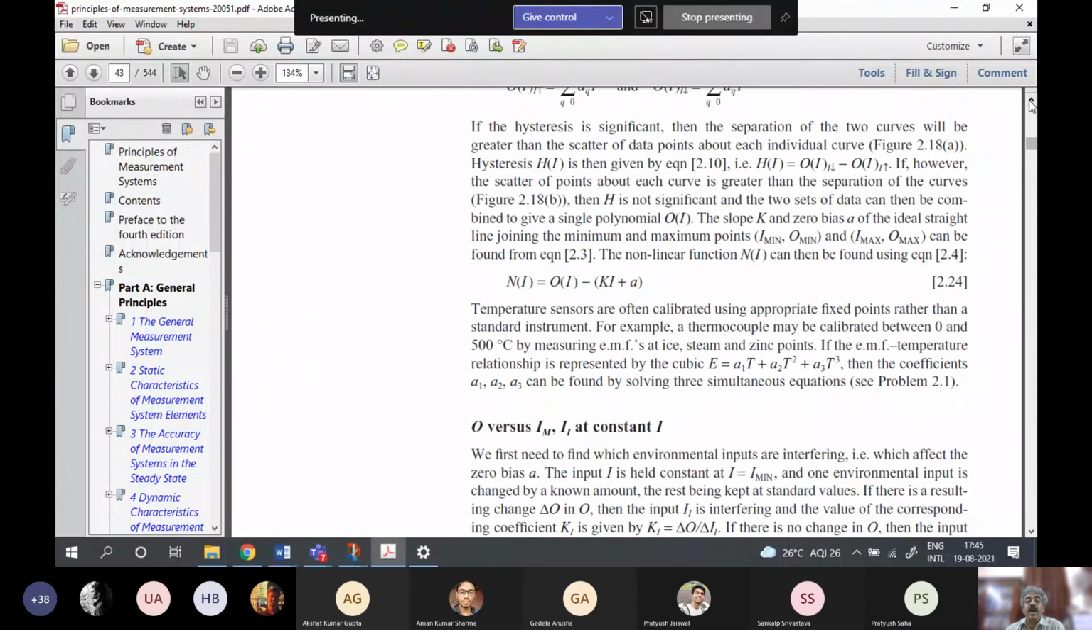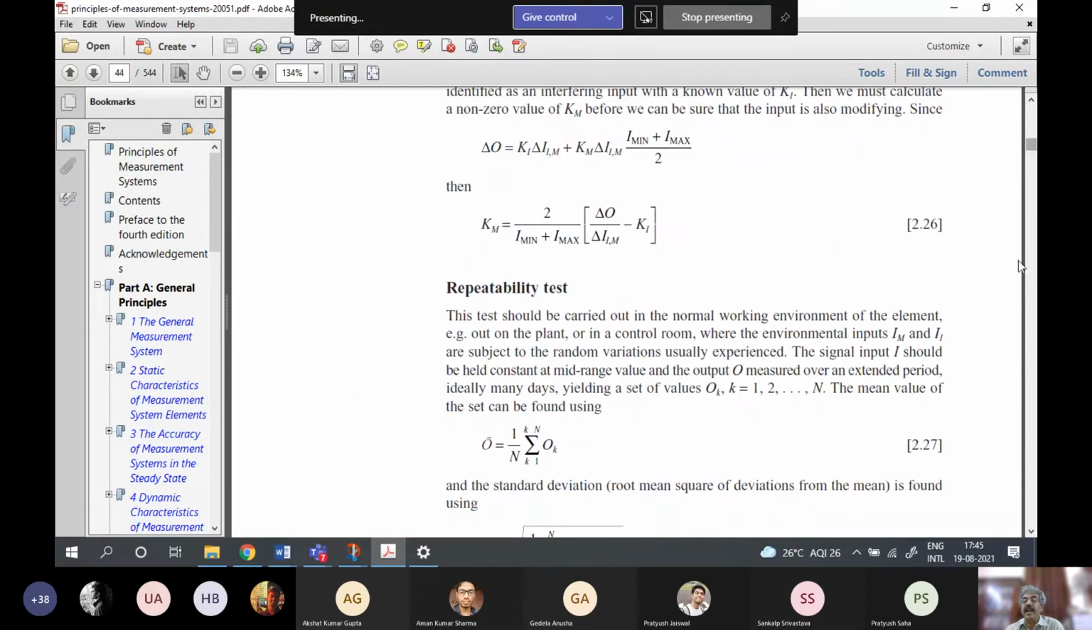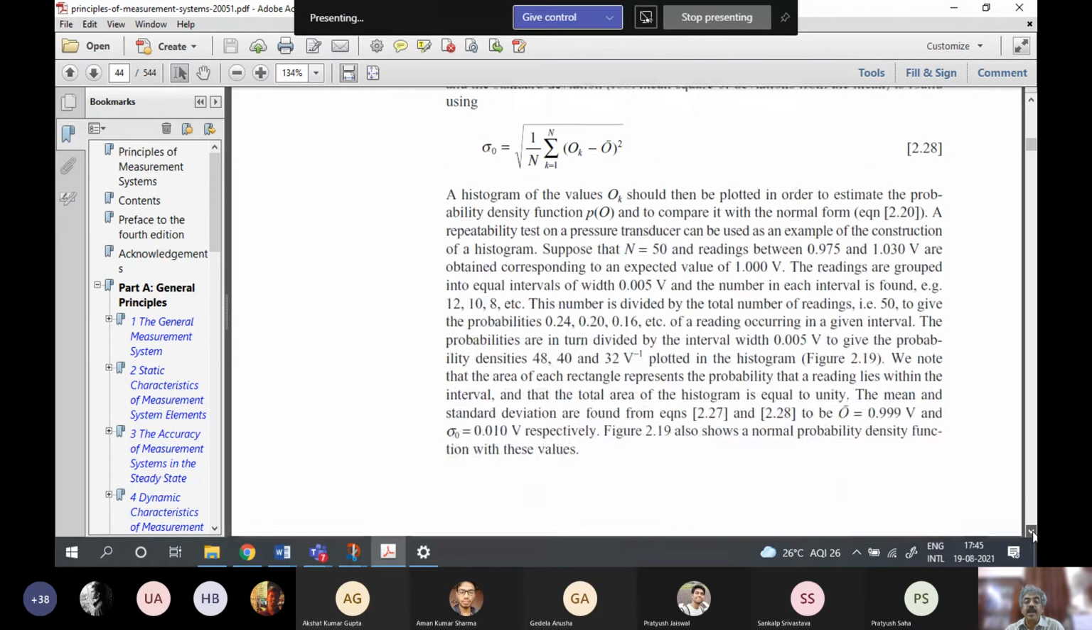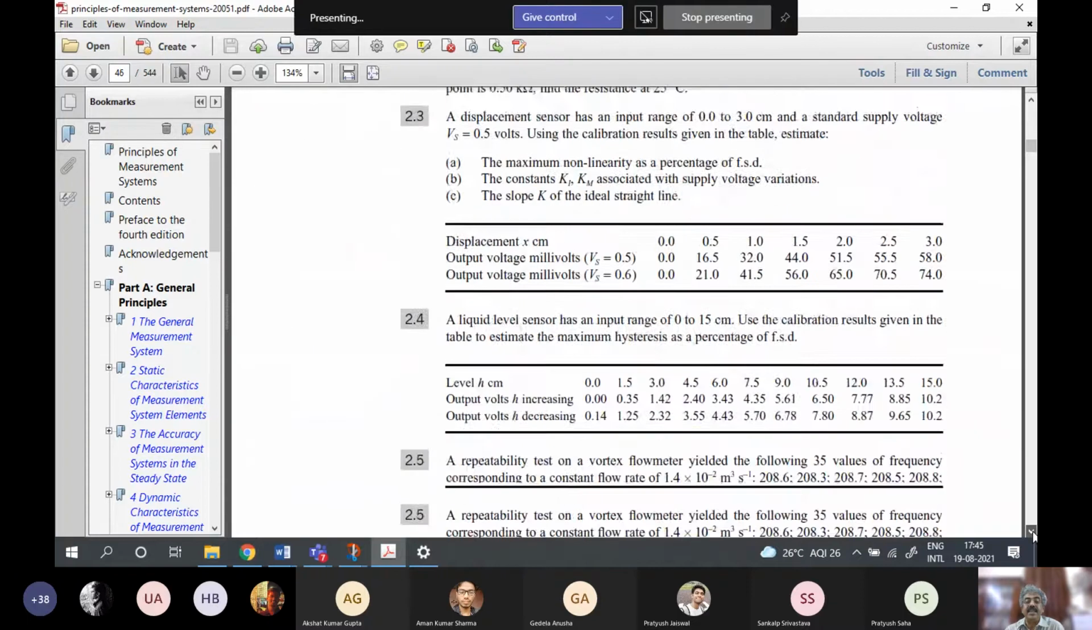So we are crossing over to the next chapter, and we'll do the calibration part later. So we are coming to chapter 3.